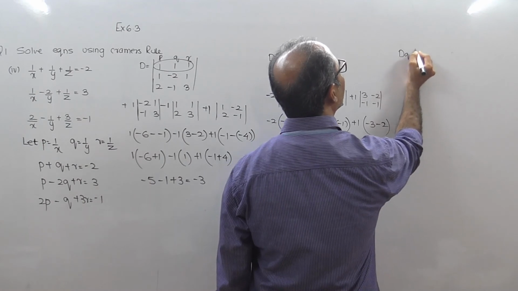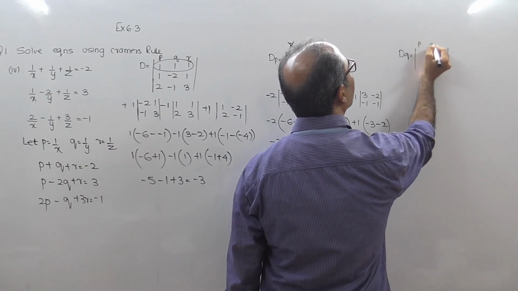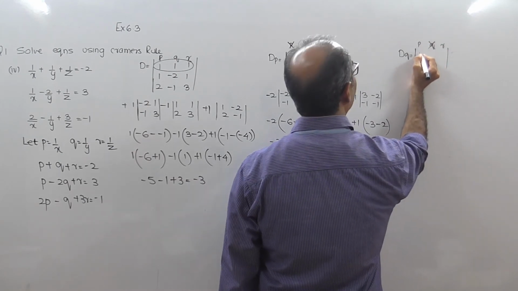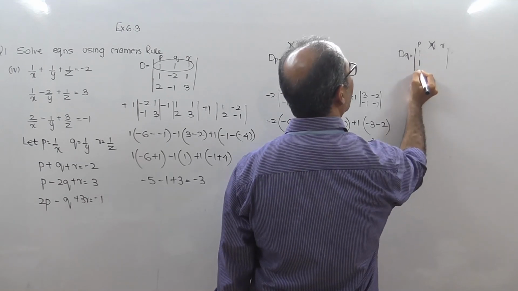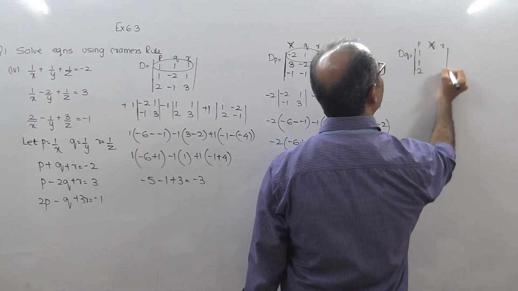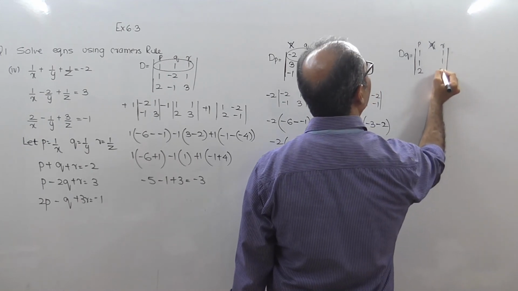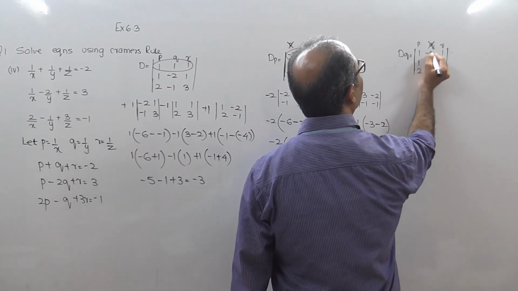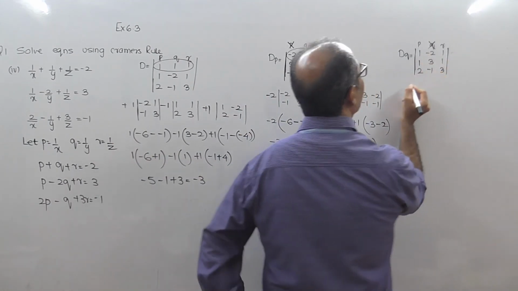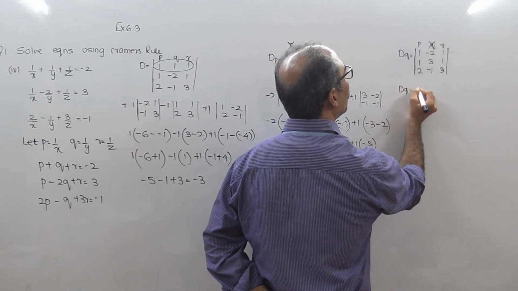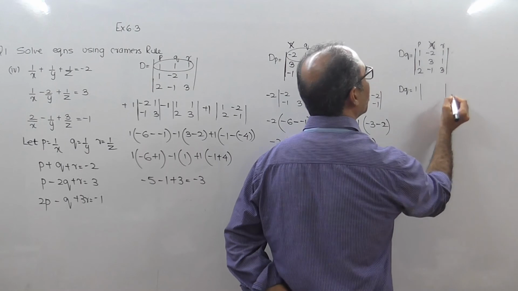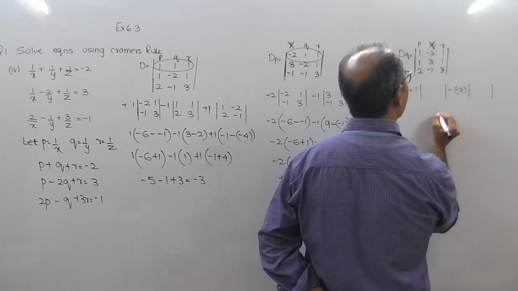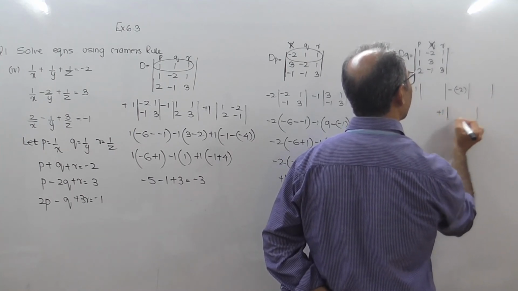Let's solve dq. dq means you should have p, q and r. The coefficient of q will not come. The coefficient of p is 1, 1, 2. The coefficient of r is 1, 1, 3. q will not be written, but I think you'll have to write minus 2, 3 and minus 1. Okay, let's open this. dq will be equal to 1 determinant minus 2 determinant plus 1 determinant.